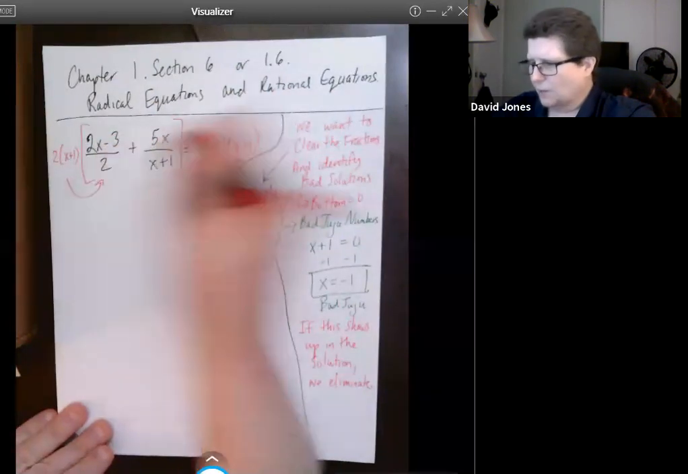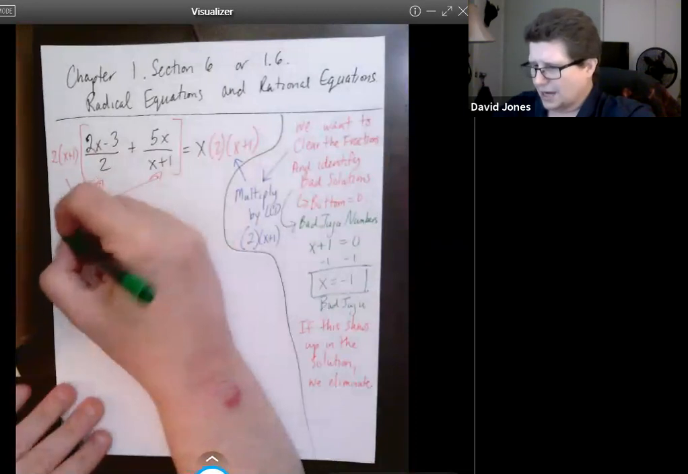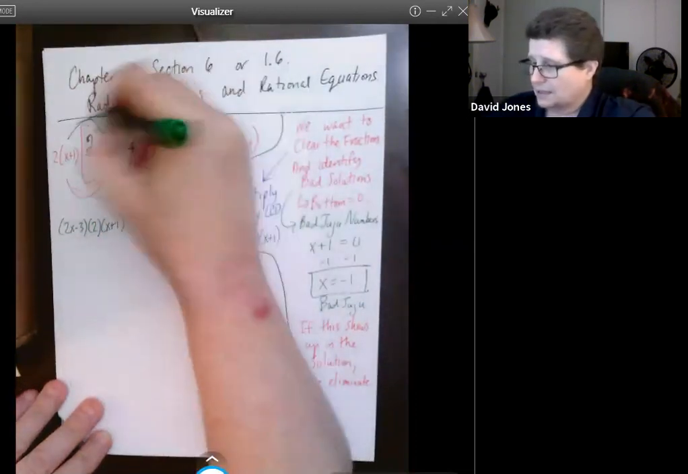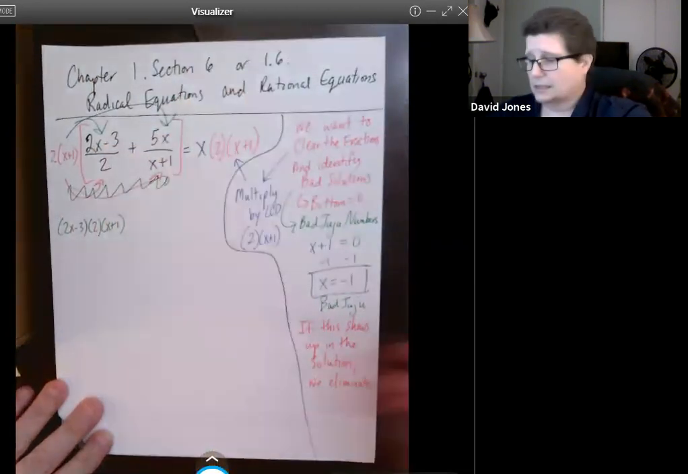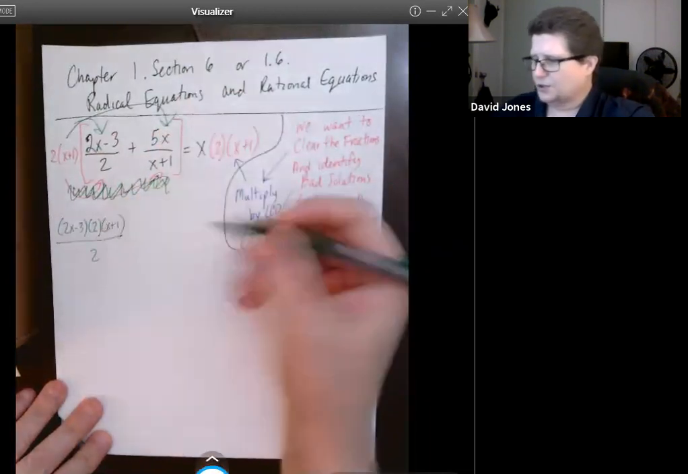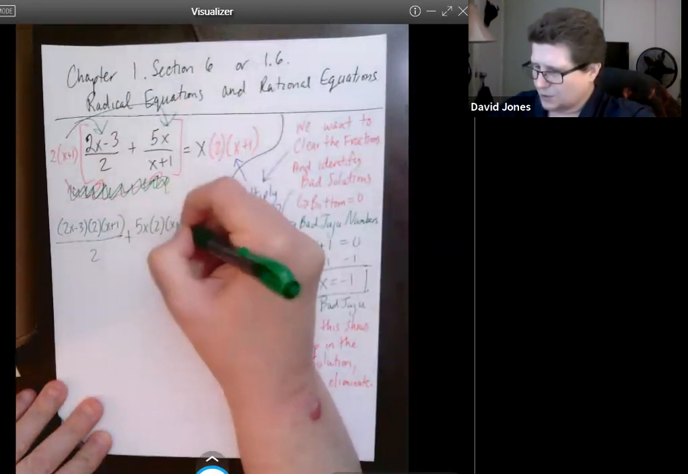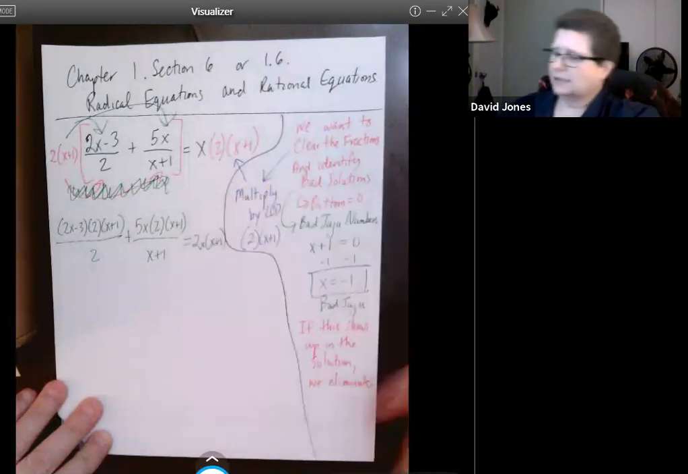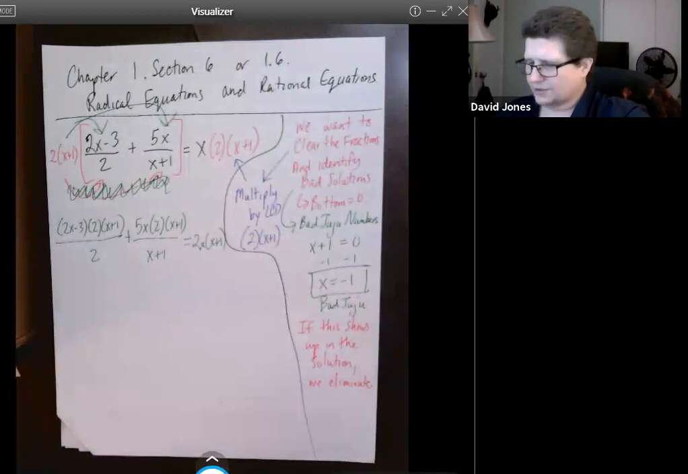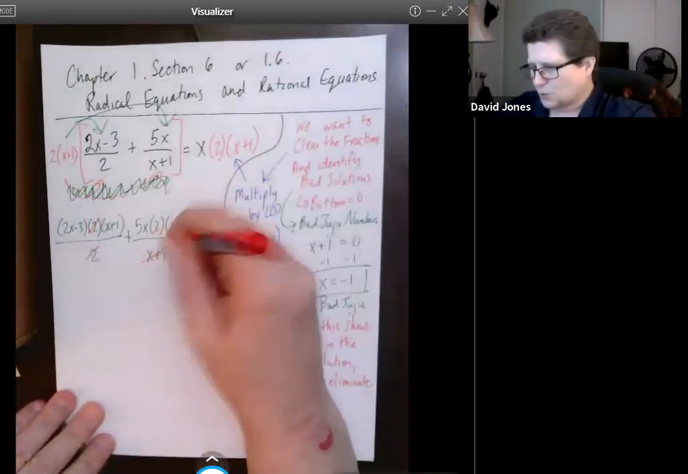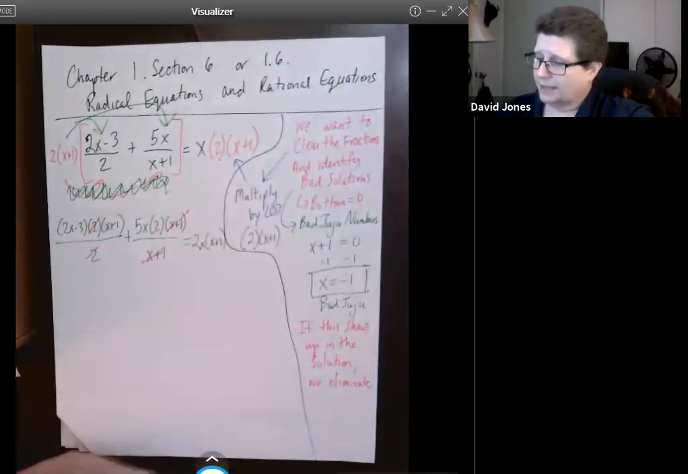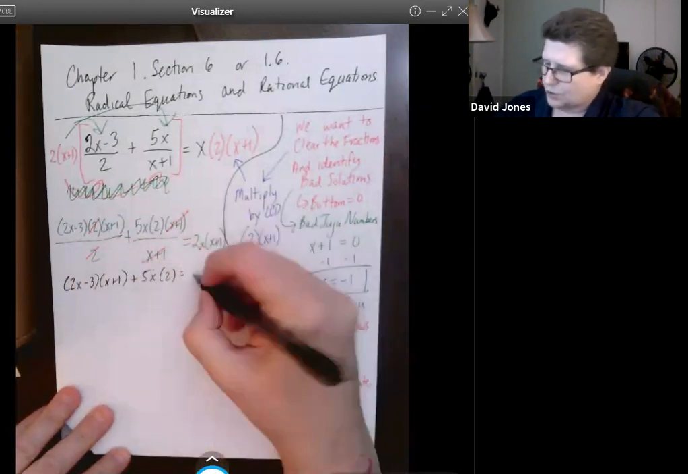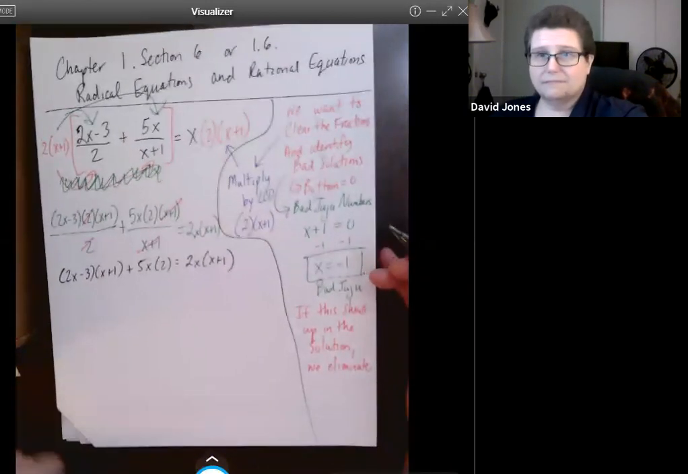So the long way is distributing it to each. On top, I've got 2x minus 3 times 2 times x plus 1, and the bottom's still 2. Then I've got plus 5x times 2 times x plus 1 over x plus 1, equals 2 times x, which is 2x times x plus 1. When we cancel stuff out, the 2s go away here, the x plus 1s go away here, and I'm left with 2x minus 3 times x plus 1, plus 5x times 2, equals 2x times x plus 1. And now we can try to solve.